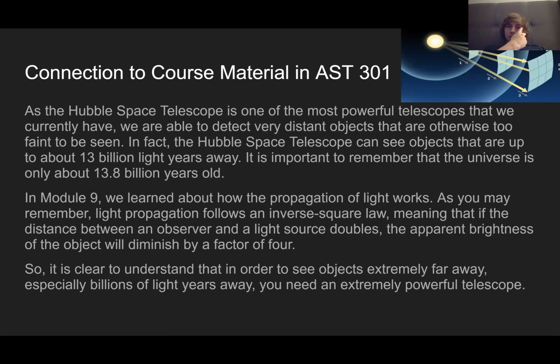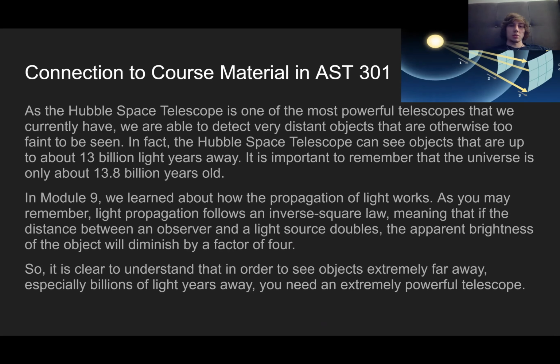As the Hubble Space Telescope is one of the most powerful telescopes that we currently have, we are able to detect very distant objects that are otherwise too faint to be seen. In fact, the Hubble Space Telescope can see objects that are up to about 13 billion light years away. And it is important to remember that the universe is only about 13.8 billion years old.